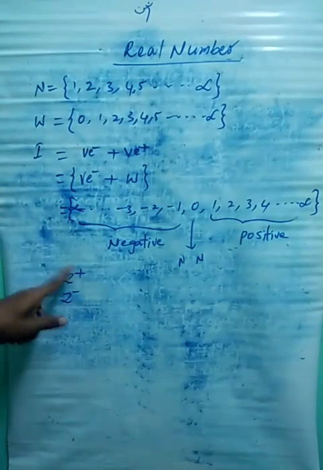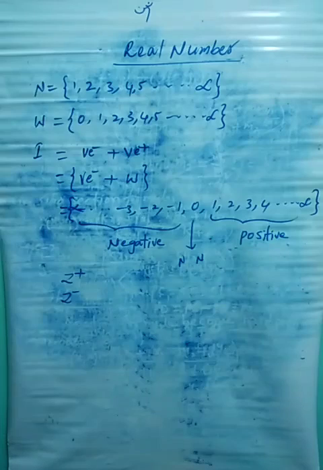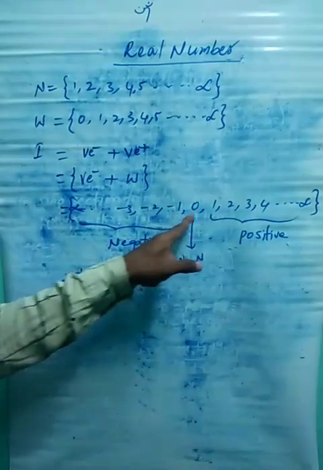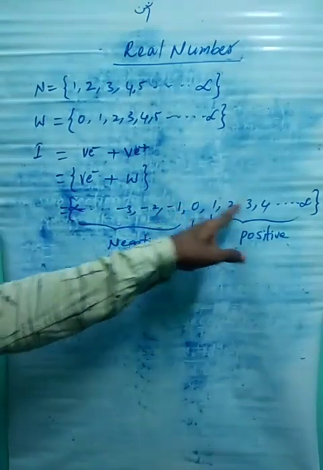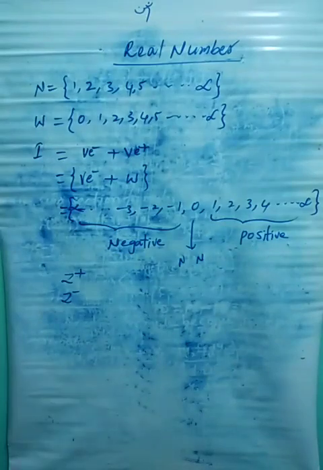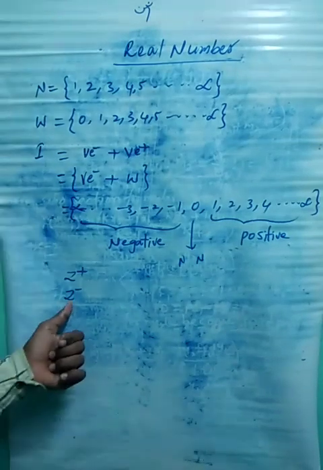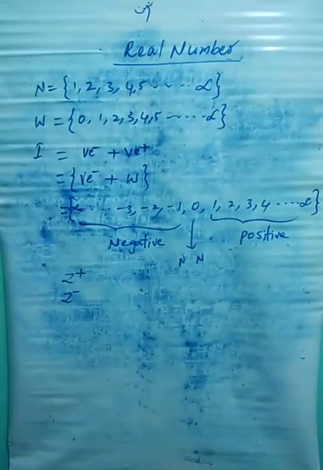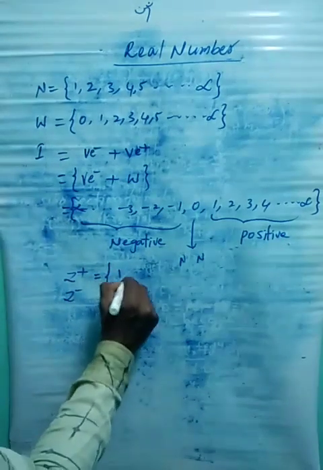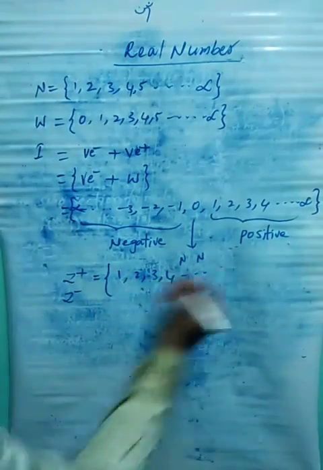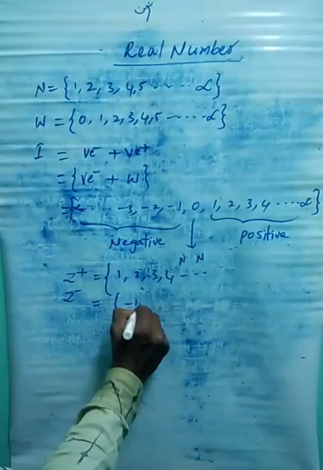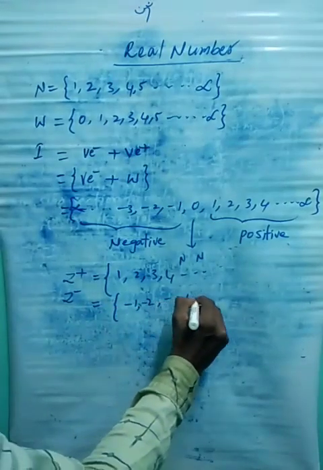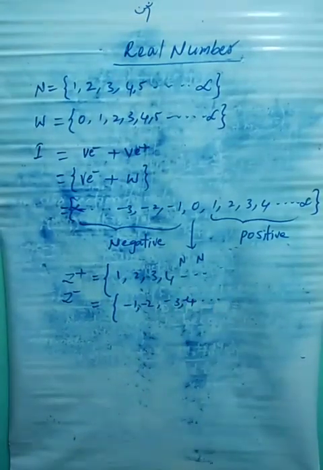Here Z plus and Z minus mean positive and negative integers. Z comes from the German word for integers, and the plus symbol indicates 1, 2, 3, 4 or 0, 1, 2, 3, 4, and the negative symbol indicates minus 1, minus 2, minus 3, minus 4, and so on.